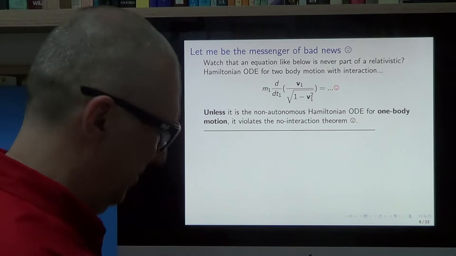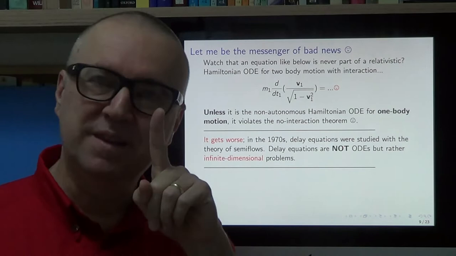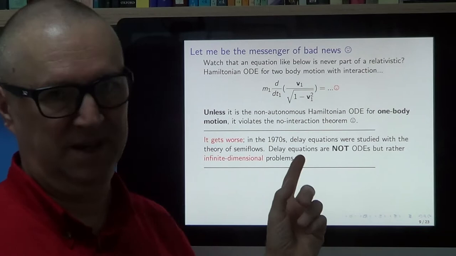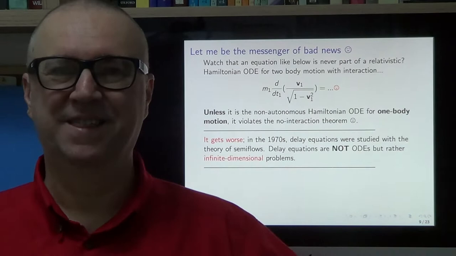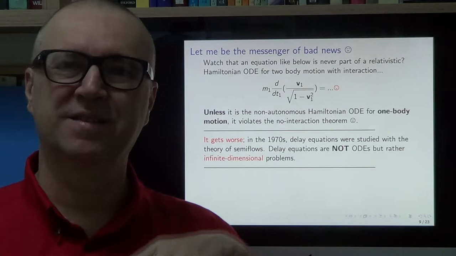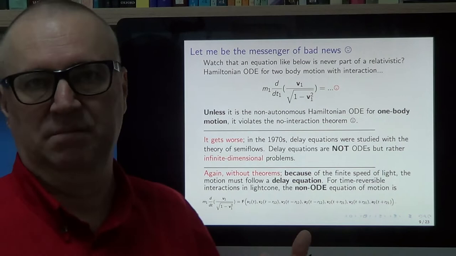It gets worse. I'll tell why it gets worse. In the 70s, delay equations were studied with the theory of semiflows. And let me tell you just one result of the studies. Delay equations are not ODEs, okay? But rather infinite dimensional problems. So if, as I already told you, you want an ODE, the theory of relativity won't give it to you for two bodies. And even worse, you won't have any kind of ODE. So without theorems, because of the finite speed of light, the motion must follow a delay equation. Okay? And delay equations are not ODEs, so you won't have an ODE.